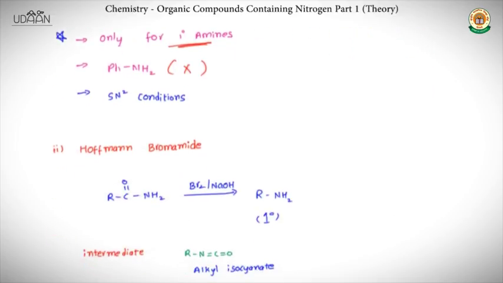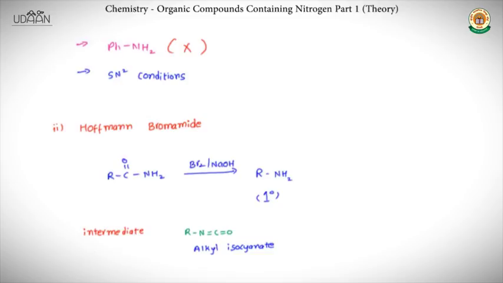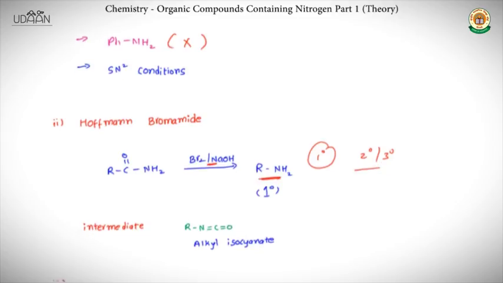And the next reaction is Hofmann bromamide synthesis. In this reaction, first you take an amide, which is RCONH2, and treat it with bromine in the presence of a base, say NaOH, like this one. When you do this, you are going to get a primary amine. Here also you are going to get a primary amine. This method is not suitable for secondary or tertiary amines, so you cannot obtain these amines. Now we shall see the mechanism of it in the questions.